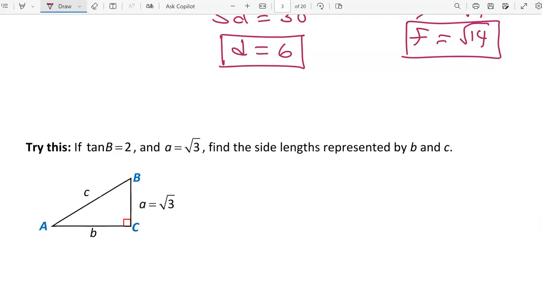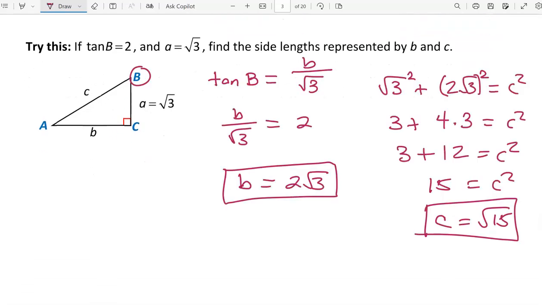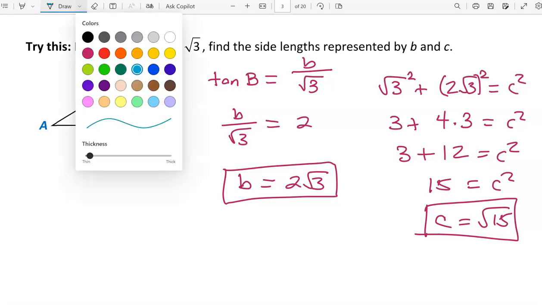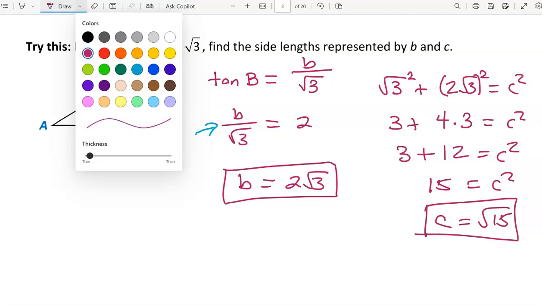Here's one for you to try on your own. Pause the video while you're doing this one. Here's the solution to the try this. Notice that you don't really have to cross multiply here, since b over 3 was equal to a whole number 2. You could just multiply both sides by the square root of 3. All right, let's move on.